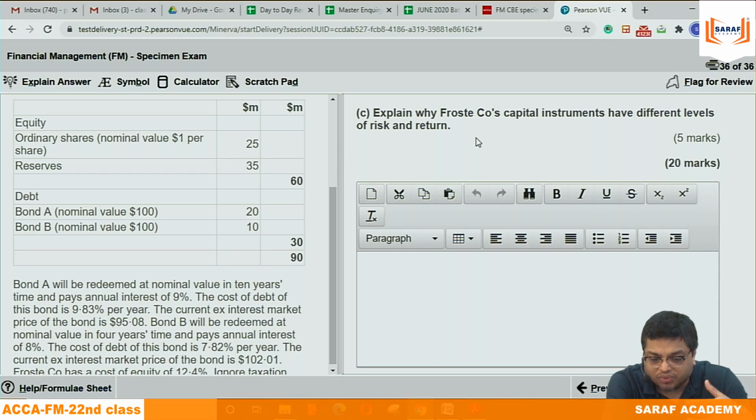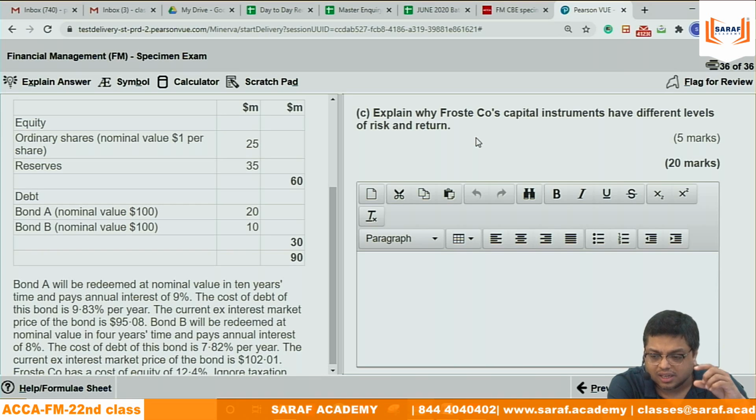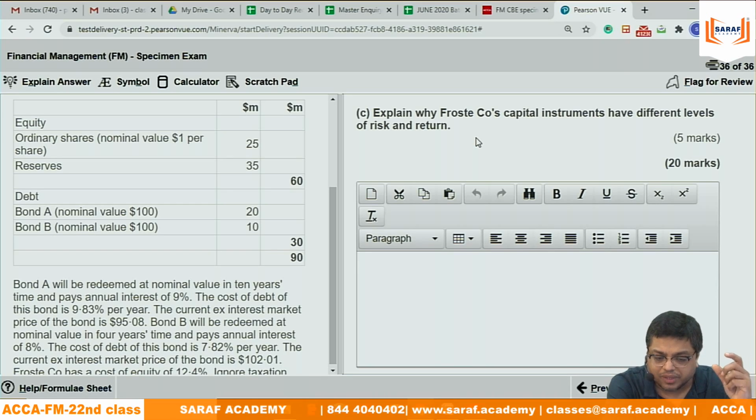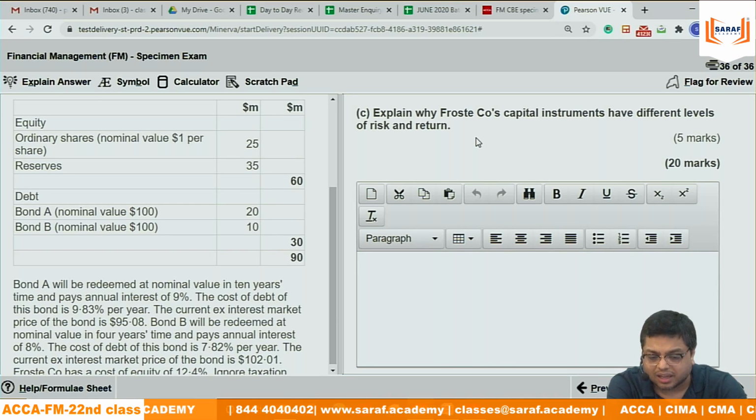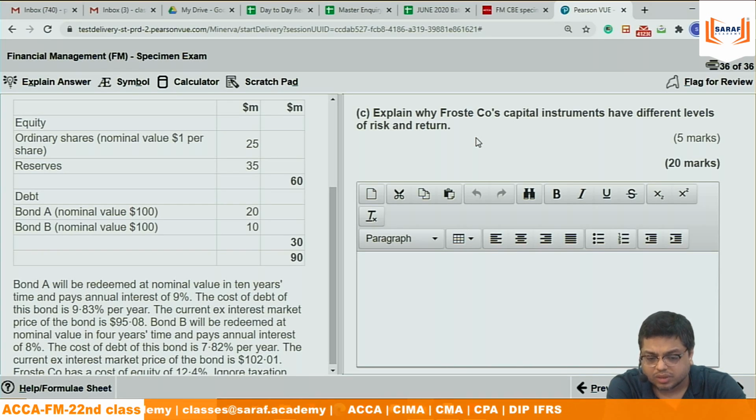You require more return for sacrificing your money. If you are investing for 6 months versus 6 years, you will get more return for investing 6 years. Return means total, not per year return. Per year, if I do an FD in a bank for 6 months, the interest rate is 5-6%. If I do an FD for 5 years, the interest rate is 7-8%. Whenever I give a commitment for a longer period, the return is more. So the company has to give more return to the bond holders of bond A, because they are taking the risk for 10 years.